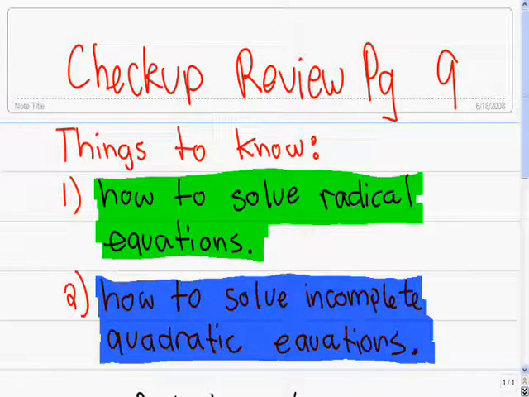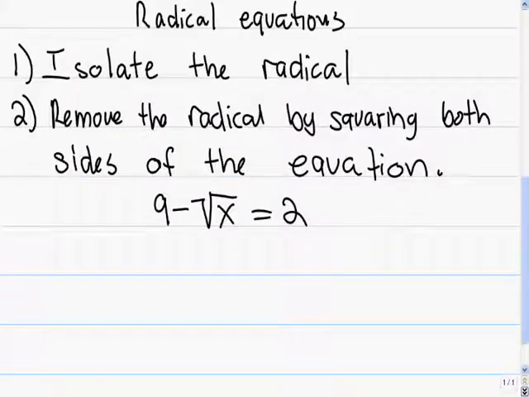Well, let's do a review of how to solve radical equations. The first step in solving radical equations is to isolate the radical. In other words, get the radical by itself on one side of the equal sign. And then the second step is to remove the radical by squaring both sides of the equation. So let's do these two steps here in this equation.